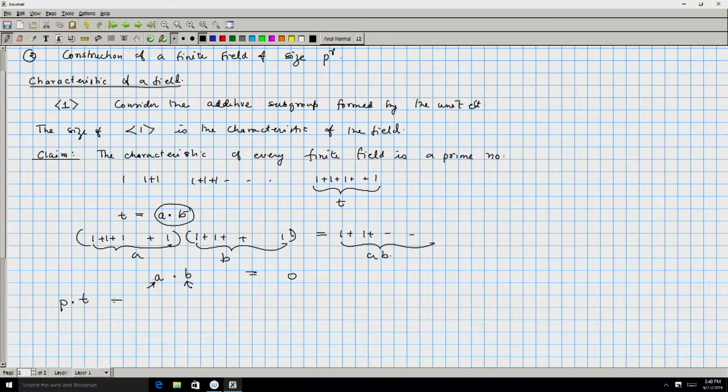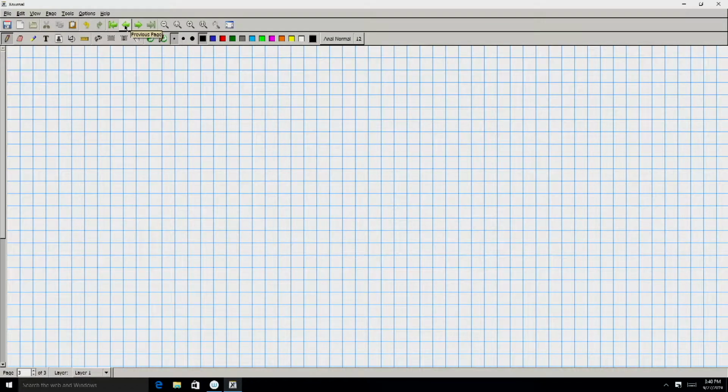and if you look at p times t, this is equal to 0 for all t belonging to the field. So, take an element of the field, multiply it with p, you will get 0, because p times 1 is 0, okay, and p times 1 times t is equal to p times t, that is also going to be equal to 0. So, now we are in a position to show why every finite field is of size p to the r for some integer r and prime p.